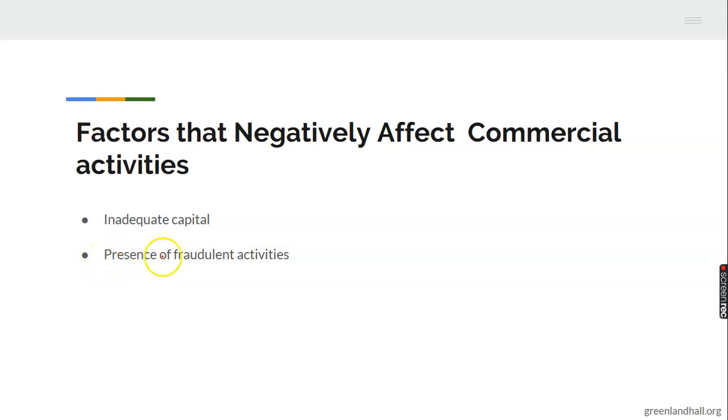Number 2, presence of fraudulent activities. A lot of fraudulent activities that were rampant or going on in society also hindered or limited commercial activities before now.